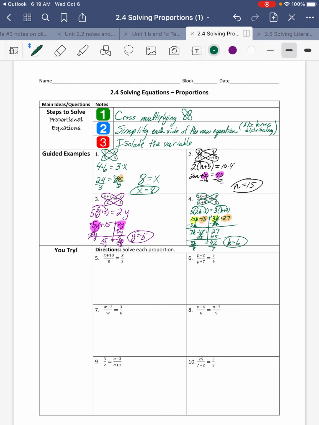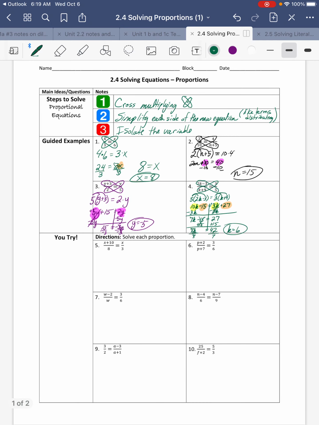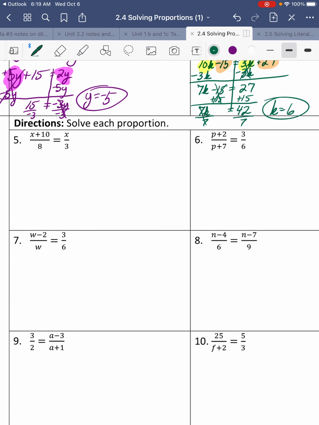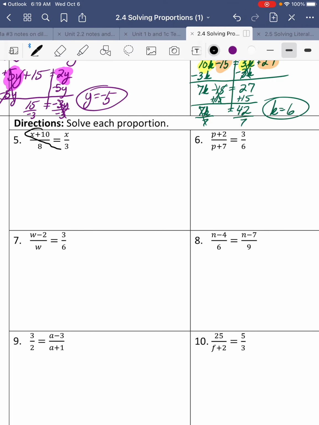All right, that is it for your notes. Moving on to the U-tries. All right, here we have x plus 10 times 3 equals 8 times x. Distribute.